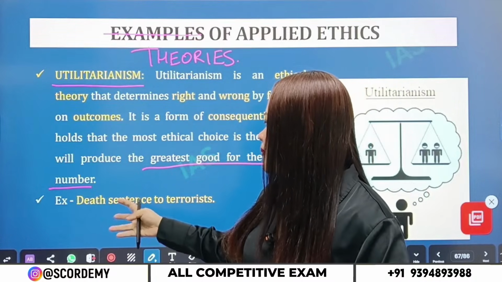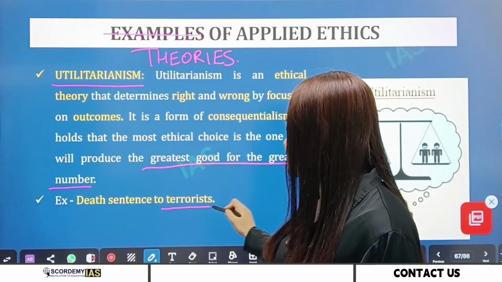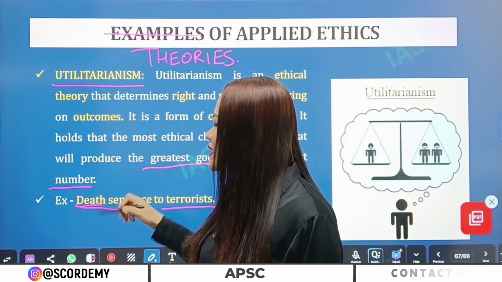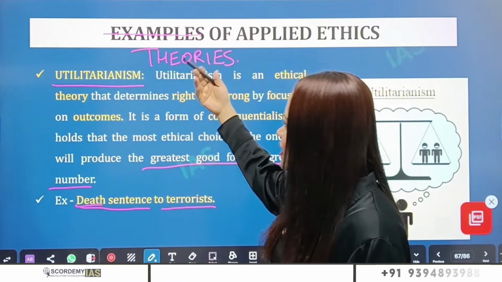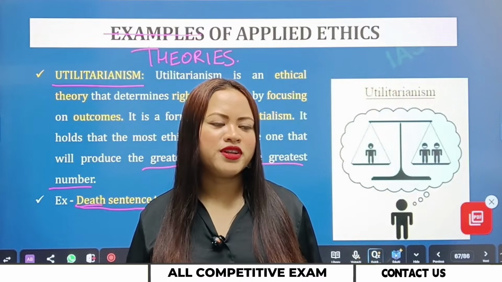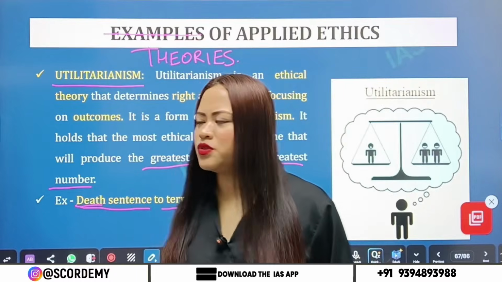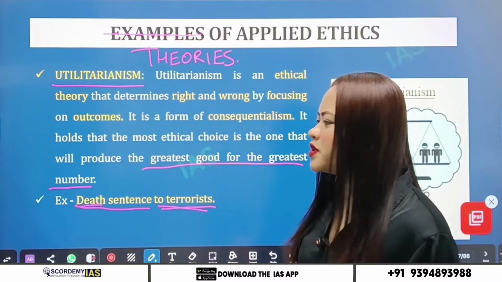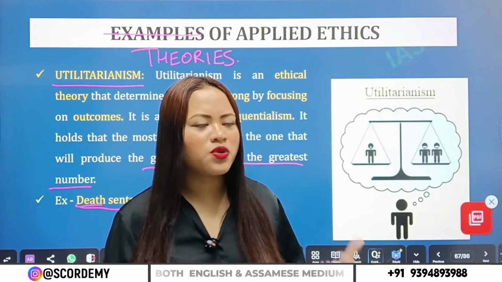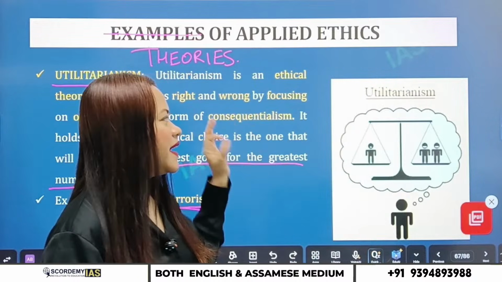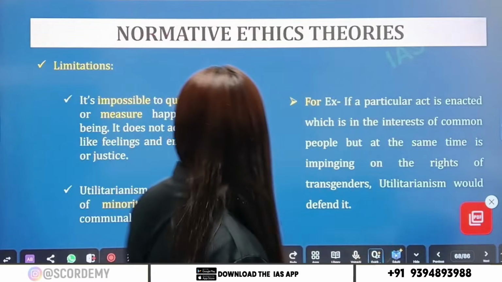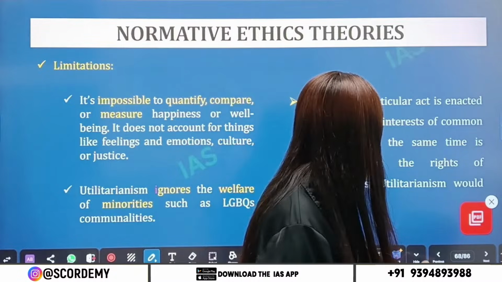So, for example, death sentence to a terrorist. Inherently, death sentence, killing someone, is not good. But utilitarian theory says that if you have to kill one person, a nuclear bomber or terrorist, that will save thousands and hundreds and millions of lives, that will save countries, then according to utilitarian theory, that is the ethical and right thing to do.